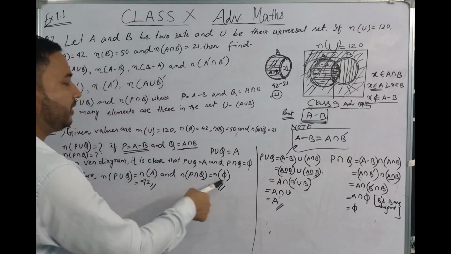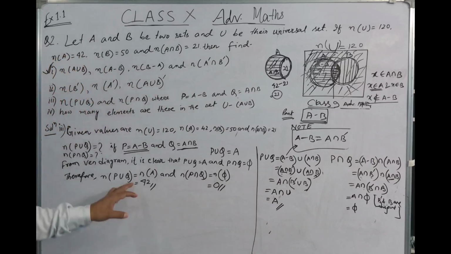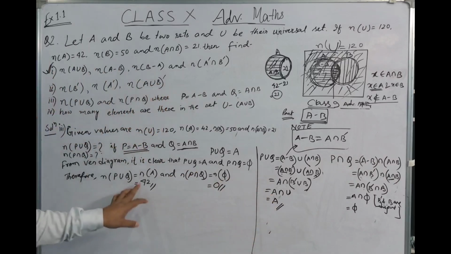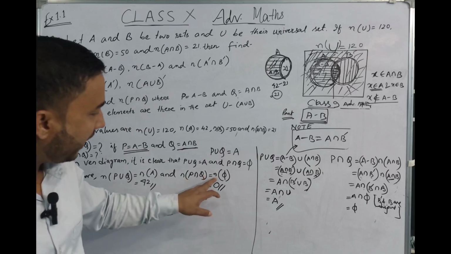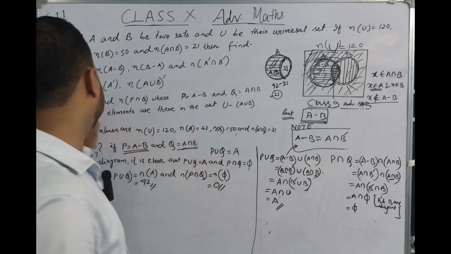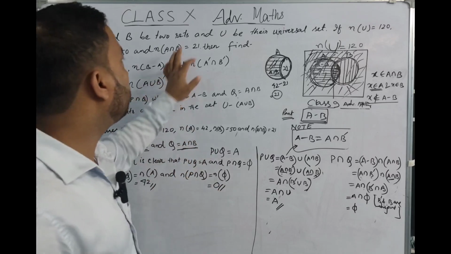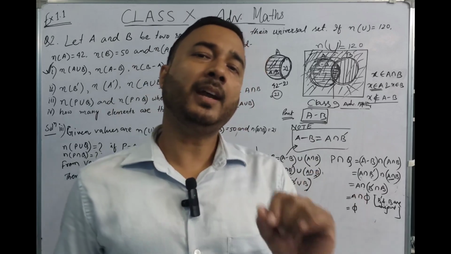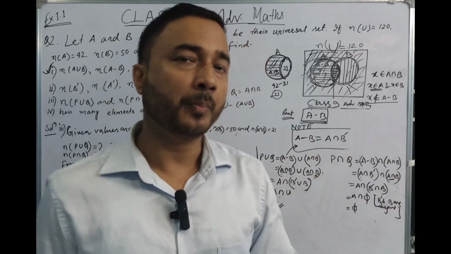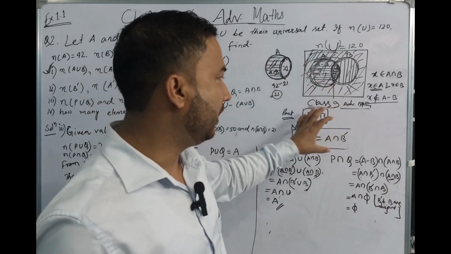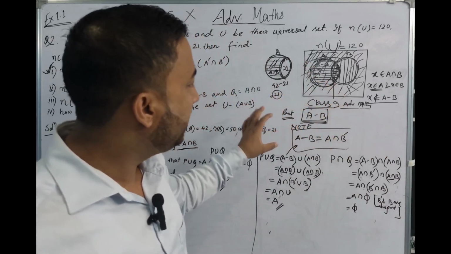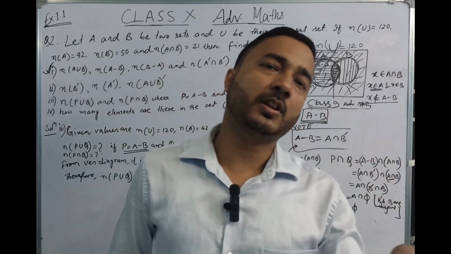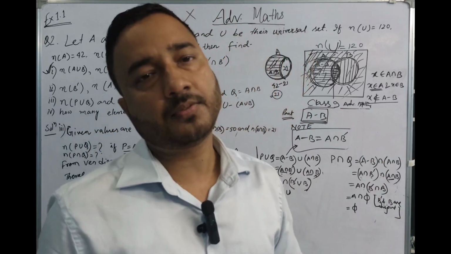So P intersection Q is equal to phi. And the number of P union Q will be the number of A, because P union Q is nothing but A. So the number of A will be equal to 42 and the number of phi is equal to 0. So this was question number 3, where P and Q were not mentioned in the question, but it was given that P is equal to A minus B and Q is equal to P intersection Q. From the Venn diagram we have clearly shown that P union Q is equal to A only, and P intersection Q is equal to a null set phi.